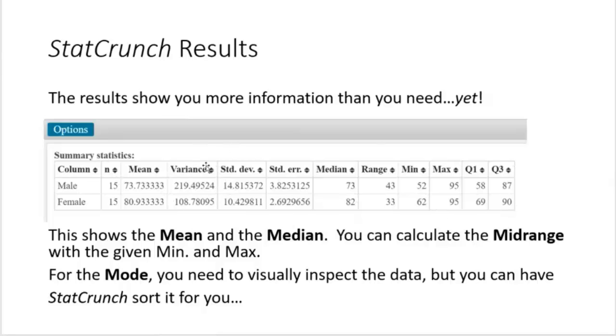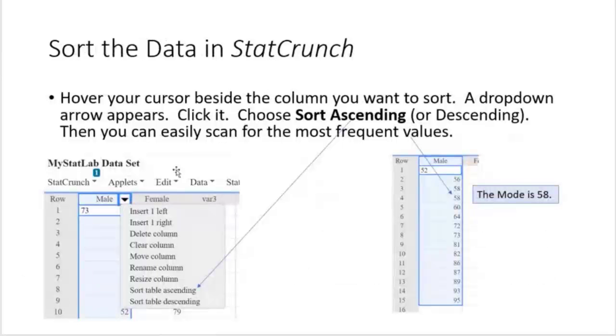And later on in other chapters or other sections, we're going to be talking about variance and standard deviation. So those values are going to come back up and be important to us also. However, you cannot see the mode from this list. But StatCrunch can help you find the mode even from a long list.